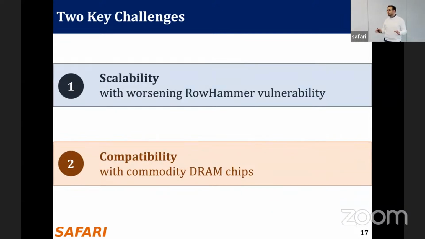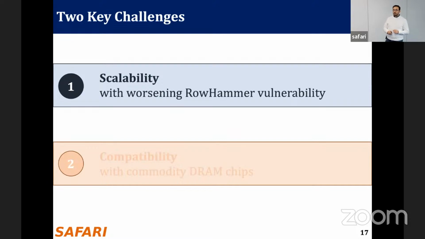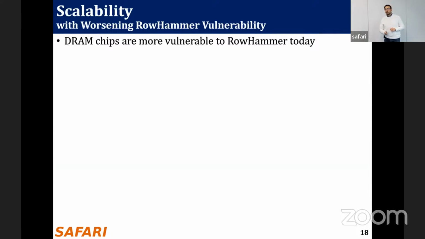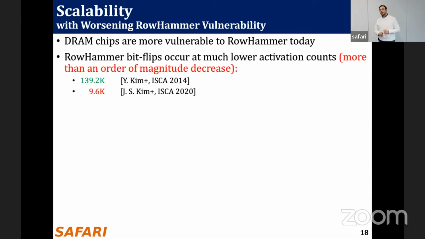So all these four categories suffer from one of these two challenges. The first one is scalability with worsening RowHammer vulnerability. The second one is compatibility with commodity DRAM chips. Let's go with the first one, scalability. The thing is, experimental characterization works already show that DRAM chips are more vulnerable to RowHammer today, and it's not getting better. It's getting worse every day with technological scaling. And RowHammer bitflips occur at much lower activation counts.